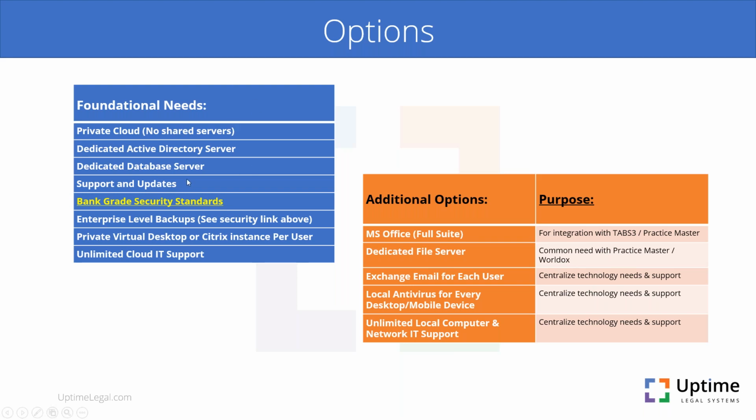You want to make sure that support and updates are covered, if you want to update Tabs3, if you want to update Office. Am I going to have to pay for that? Bank grade security standards, we won't jump down this rabbit hole too far because that could be a whole webinar on its own, but you want to make sure that you have enterprise grade security standards, not just in the firewalls and in the antivirus and in the spam filtering, but also in the level of backups that you have. And then, of course, this is going to be delivered through some sort of either virtual desktop, maybe a Citrix instance, for example, and it should come with unlimited support as well, so that you're not paying a nickel and dime effect. We'll talk about that a little bit more as well.